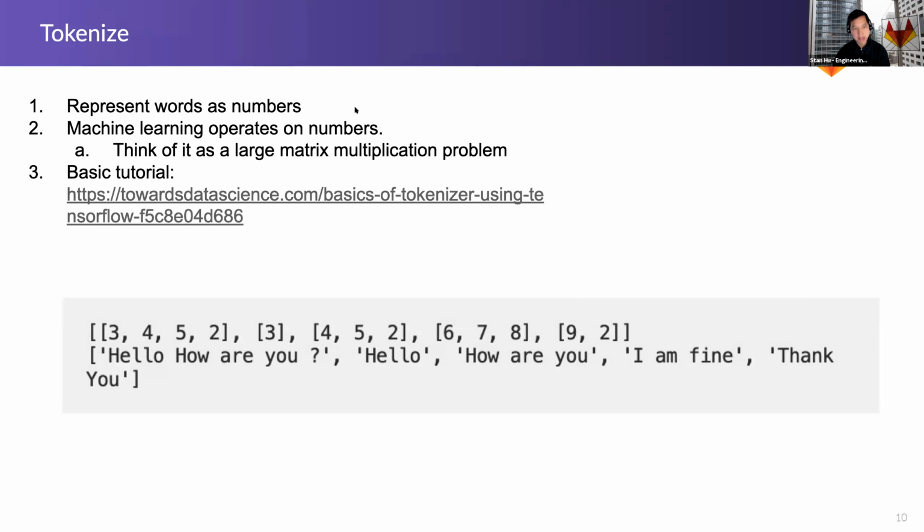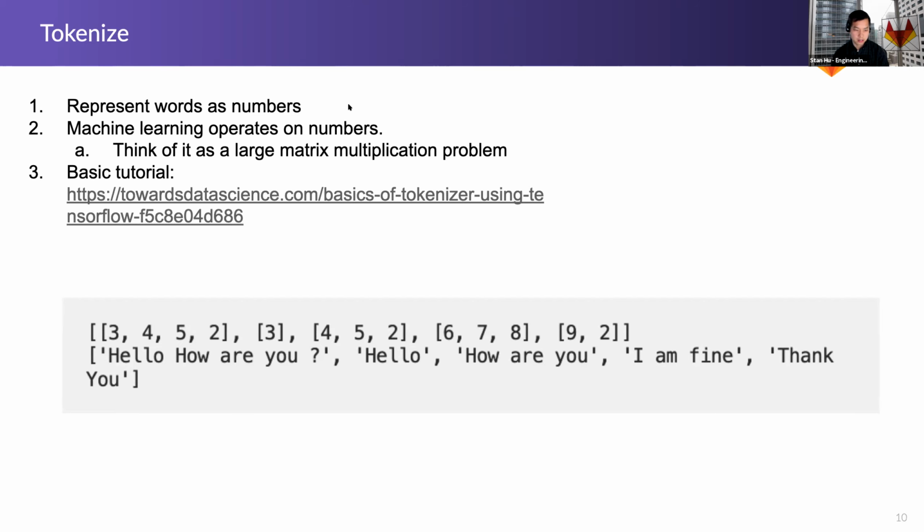So the next step is to tokenize all this stuff. It's a very simple concept. You're just taking these words and trying to turn them into numbers, because that's how machine learning works. You think of it as a giant matrix multiplication optimization problem. It doesn't really work on text. You've got to translate it into some meaningful representation. In this case, words can be mapped to numbers.